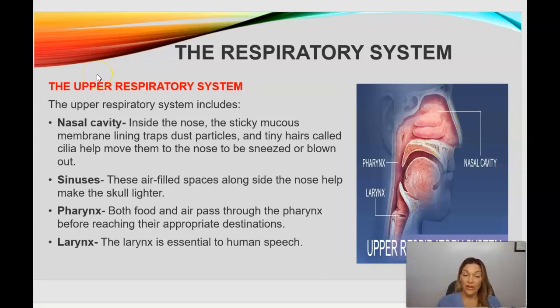Then we have the pharynx, which both food and air pass through before reaching their appropriate destinations. Of course, the food then passes to the esophagus and then into the stomach, but air goes from the pharynx down into the trachea and the lungs. And then we have the larynx, and this is essential for human speech. It helps us talk.